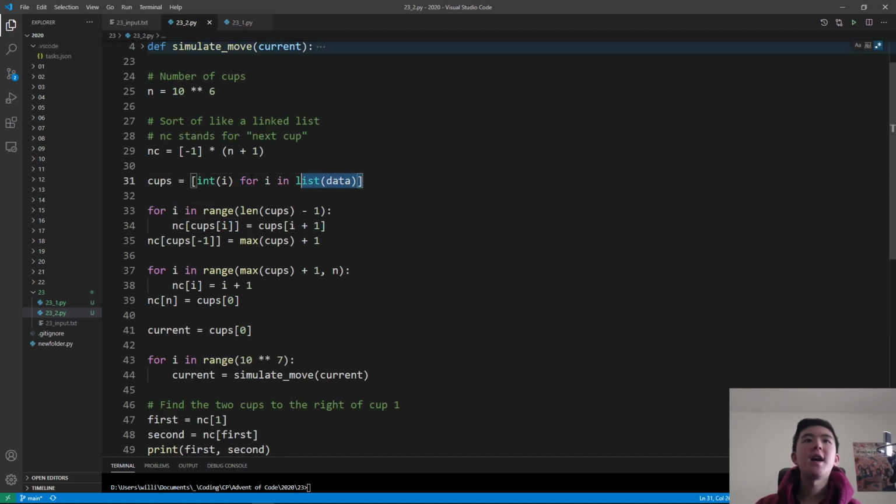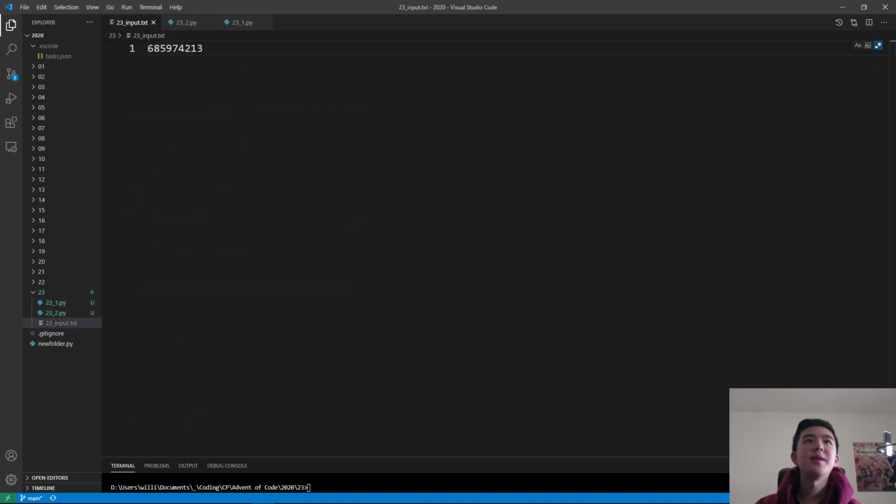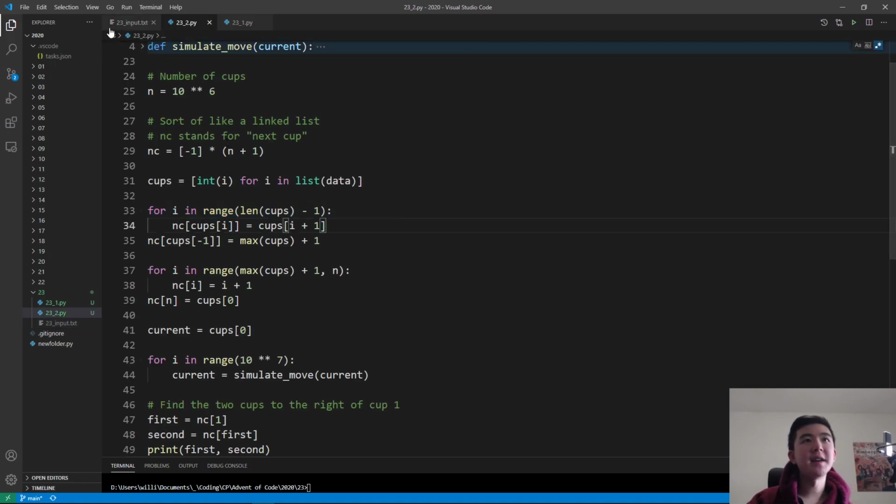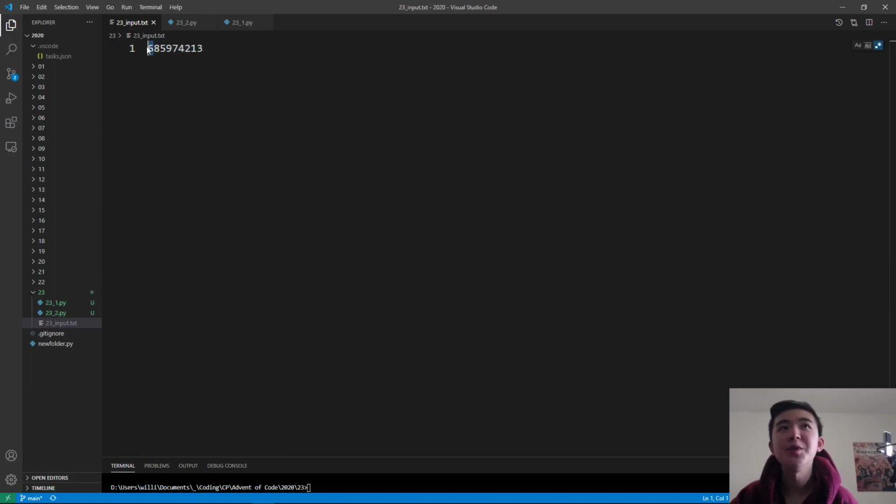Okay, so within the cups, we loop through the first length cup -1. So in this case, that's up to 1. 6859742. For each of those, we assign the next cup of a given index to just the cup at the next index. So 6 would be 8. Next cup of 8 would be 5. Next cup of 5 would be 9. So on. Next cup of 2 would be 1. Next cup of 1 would be 3.